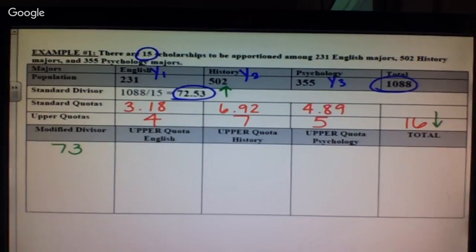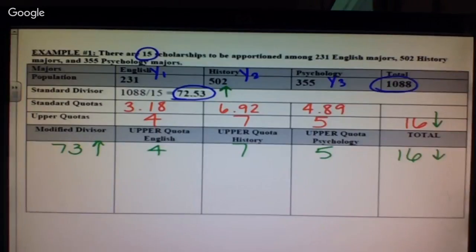At this point, you need to go back to your table start, plug in 73. And Zoe just said, oh, that's the same. Do 74. 4, 7, 5 still gives me 16. So we need to go down, which means 73 needs to go up.